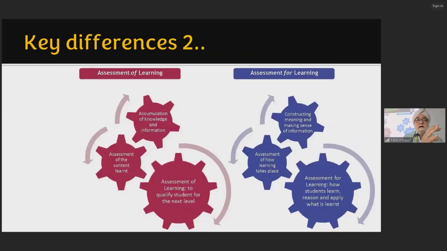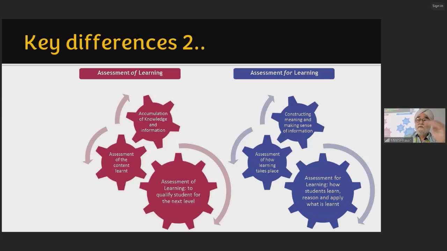Now, to avoid that confusion of formative, summative, etc., in fact, the current terminology which is used is what is called assessment of learning and assessment for learning. और अगर इसमें आपने एक थर्ड भी ऐड करनी हो तो दैट इज असेसमेंट एज लर्निंग। सो अभी हम उस स्टेज पे नहीं पहुंचे हैं, बट एटलीस्ट वी कैन टॉक अबाउट असेसमेंट ऑफ लर्निंग एंड फॉर लर्निंग। ऑफ लर्निंग, summative, happening at the end of it, so accumulation of knowledge and information, assessment of the content which is learned, and to qualify the student for the next level. That is what you are doing in assessment of learning.